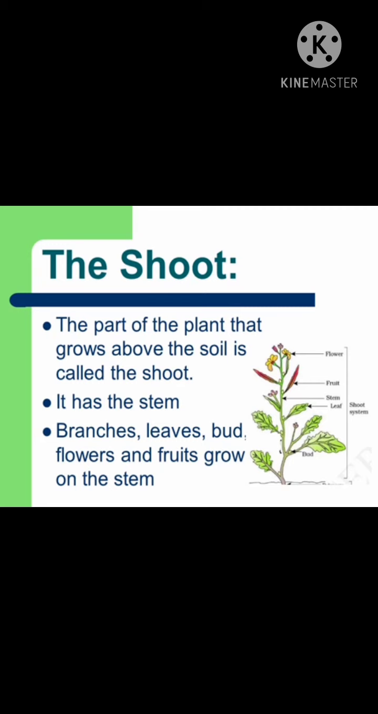Now let's study shoot. The part of the plant that grows above the soil is called the shoot. It has the stem. Now branches, leaves, bud, flowers and fruits grow on the stem. Look at the diagram here, kids. Can you see a stem? Yes. There are leaves, fruits, flower and bud on the stem. So the whole part is known as shoot or shoot system.